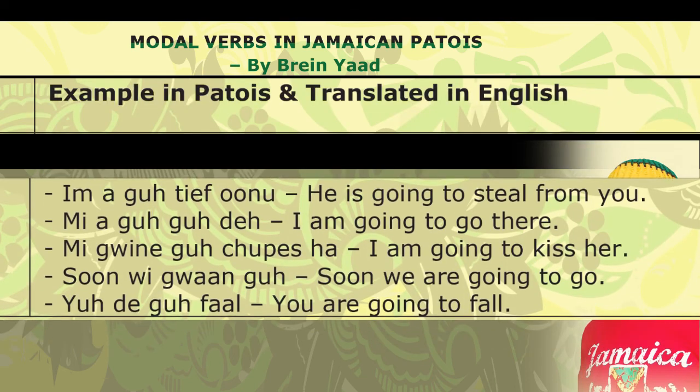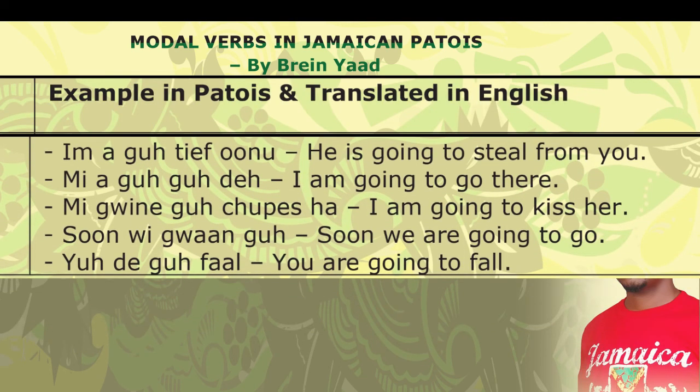Under example we have something like "imago thief unu". Imago thief unu. He's going to steal from you. Next example, "miagogode", meaning I am going to go there. Miagogode, I'm going to go there.